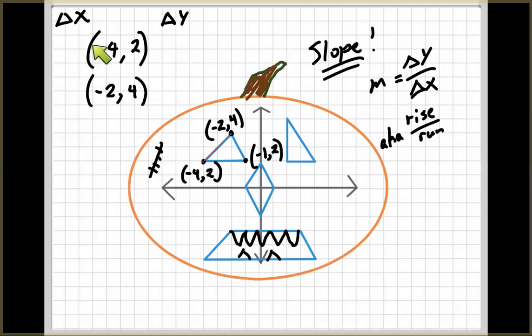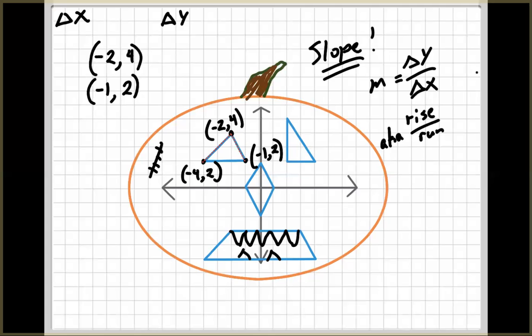My change in x is from -4 to -2, +2. And my change in y from 2 to 4, also +2. So what's my change in y over change in x? That's 2 over 2, which simplifies to 1. So my slope is 1. Okay, let's look at one more. Let's look at this line segment here. That was a positive slope. That's like uphill, right? So going in a positive direction.